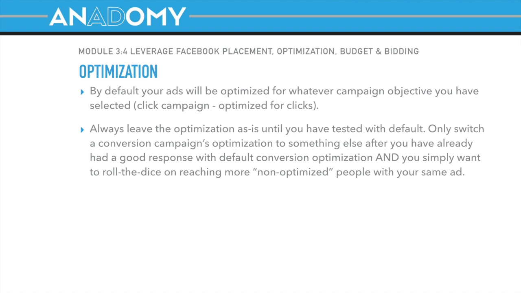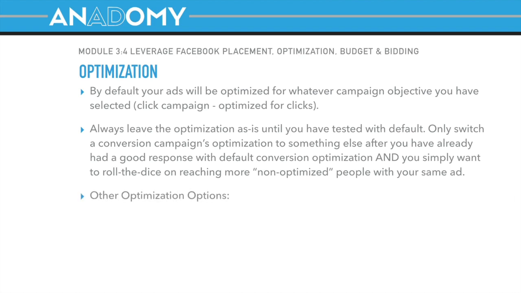Now, if your ad is really relevant to that market, you may be able to get some of those people who aren't likely converters to end up converting in your ads, but you're also running the risk of sending your ads to people who aren't likely to take any sort of action, and you could see a decline in response rates. So by default, I would always optimize your campaigns for whatever your campaign objective is, and only mess with these optimization settings if you've already seen success with your ads.